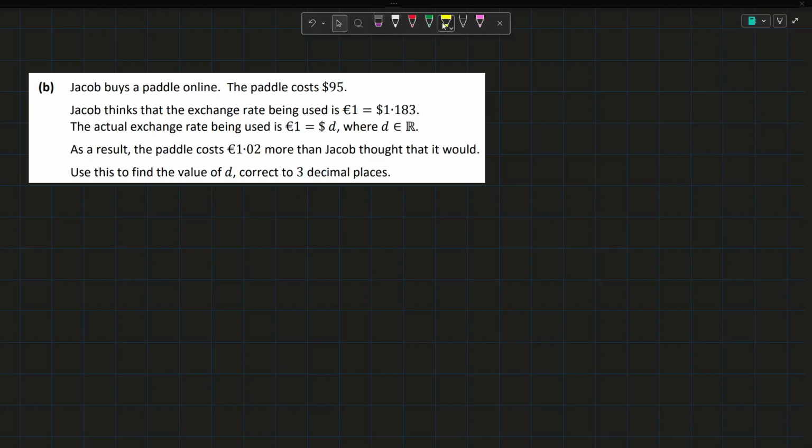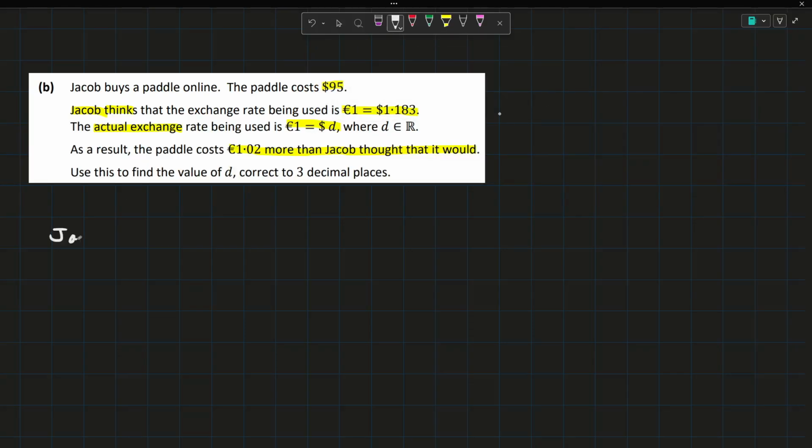So in the next part, there's a lot of things going on, but basically we have a paddle which objectively costs $95. Then we have two exchange rates. We have the one that Jacob thinks, and that's this one, and then we have the actual exchange rate, which is this one. And we're told that the paddle costs €1.02 more than Jacob thought it would. So the thing that jumps out to me here is that we can figure out how much Jacob thought it would cost because we know his exchange rate.